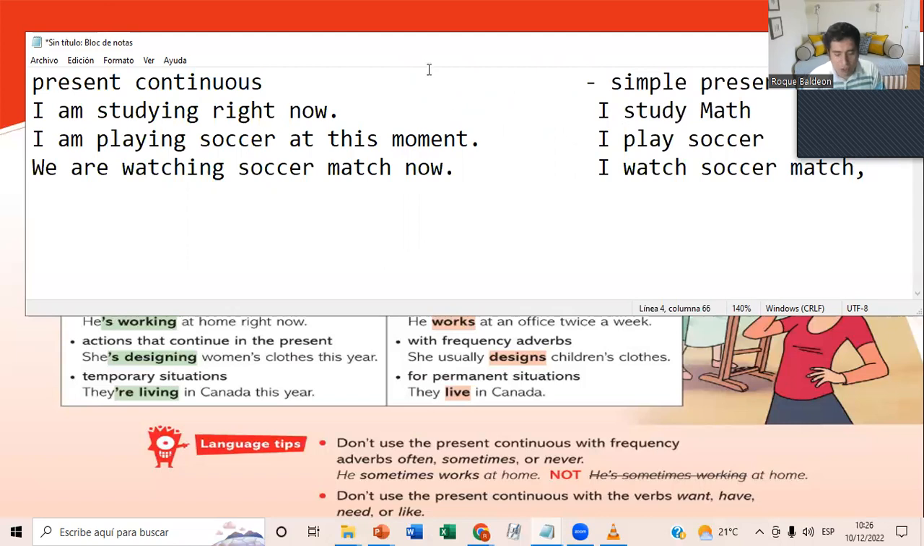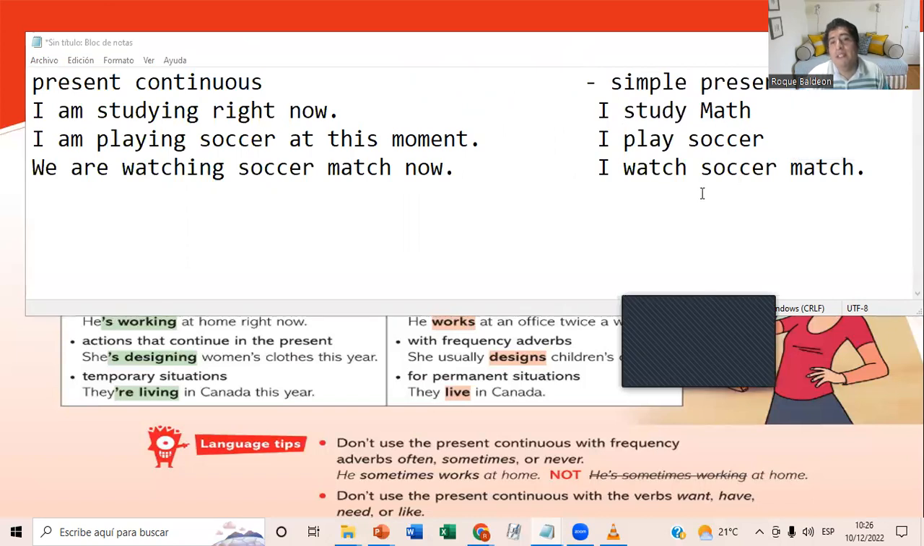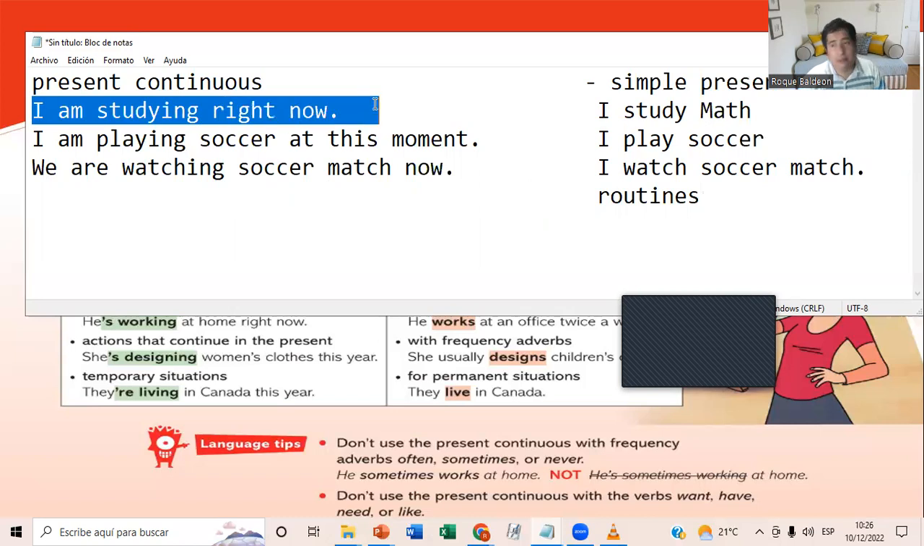Ahora, teacher, ¿cómo diferenciar cuando es simple present o present continuous? Well, normalmente el simple present se va a utilizar cuando trabajamos de manera rutinaria, routines. Cuando vos hablas de una acción rutinaria o costumbre, se va a utilizar el simple present. Pero cuando una acción se realiza en este momento, students, at this moment, we use present continuous. I am studying right now. I am playing soccer at this moment. We are watching soccer match now. Ahora está pasando, present continuous.